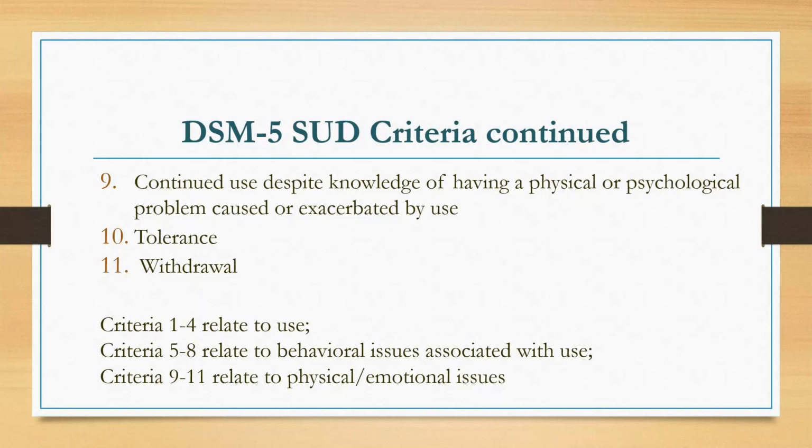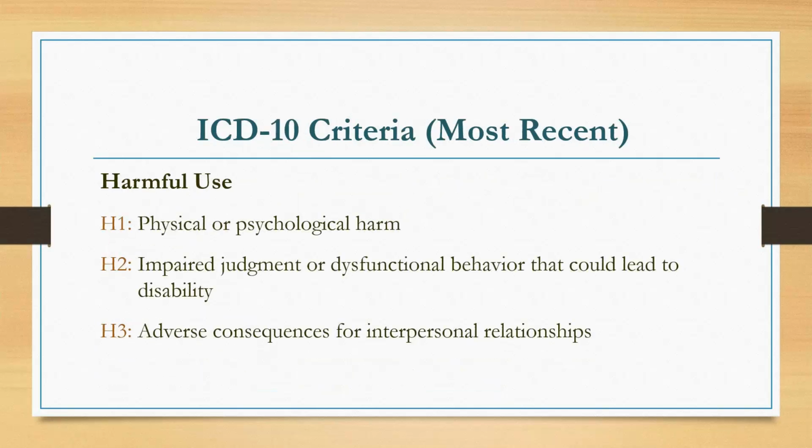Now, the DSM-5 diagnoses are determined strictly by the total number of positive criteria. And that is 2 or 3 is mild, 4 or 5 is moderate, and 6 or more is a severe substance use disorder by the DSM-5.